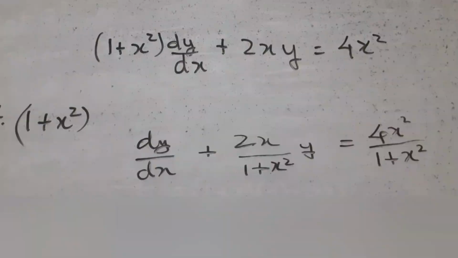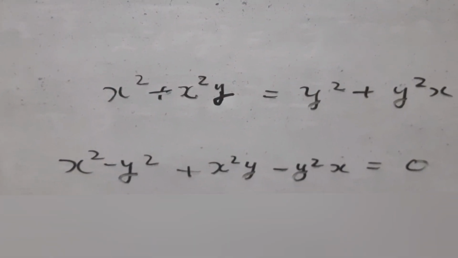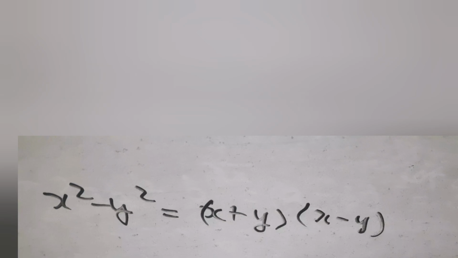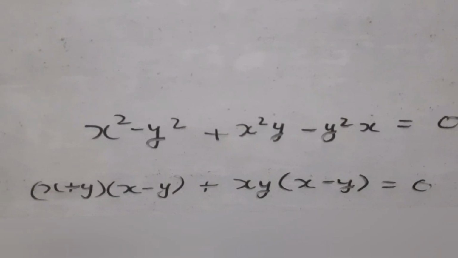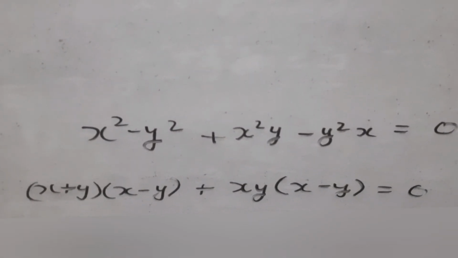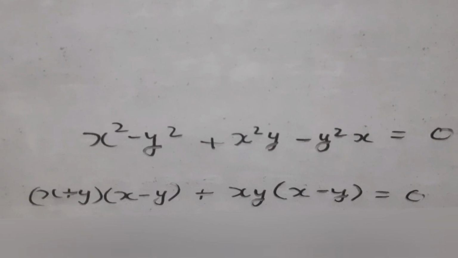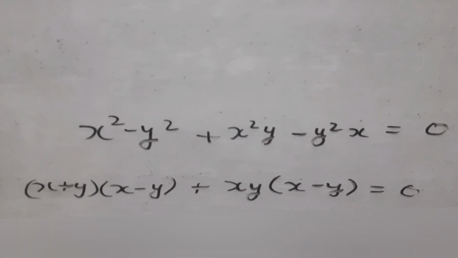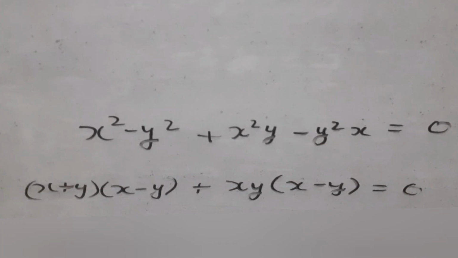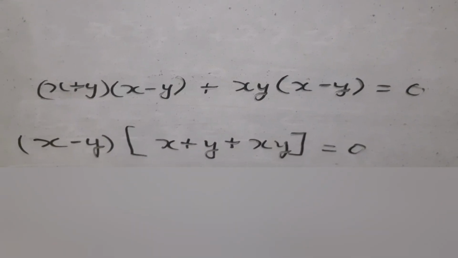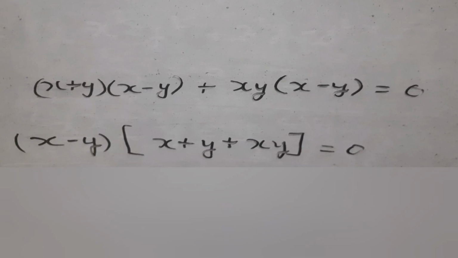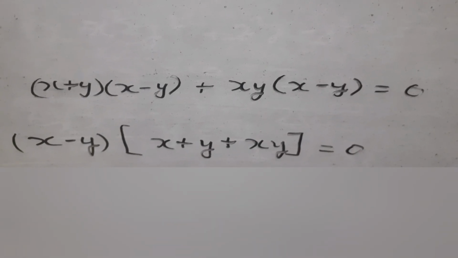Take all the terms to the LHS and group so that it can be factored. Use the identity for a square minus b square for the first two terms. Take xy common from the last two terms. So we get the factors x minus y times x plus y plus xy equal to 0.